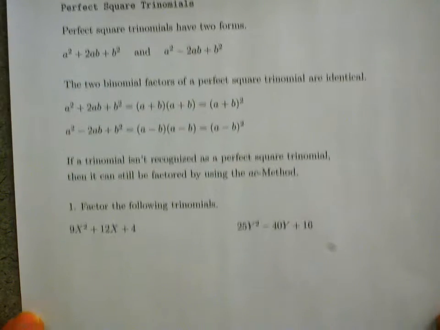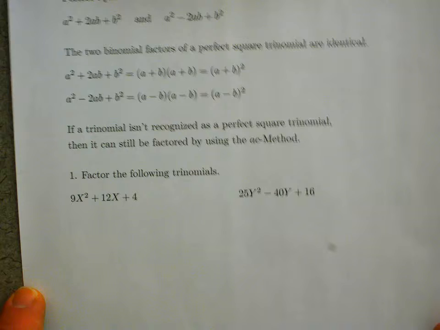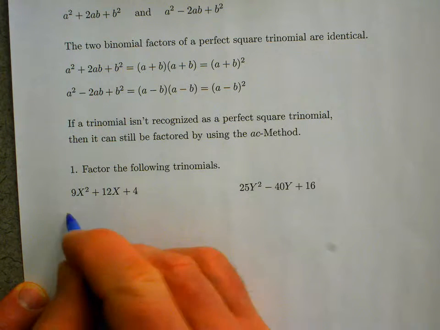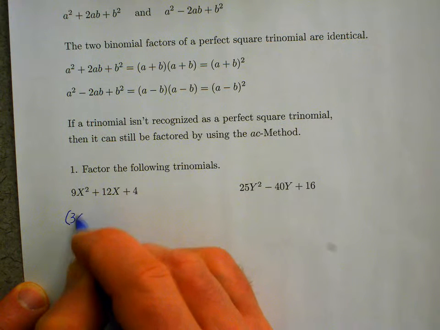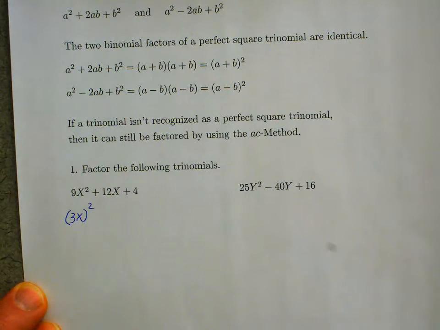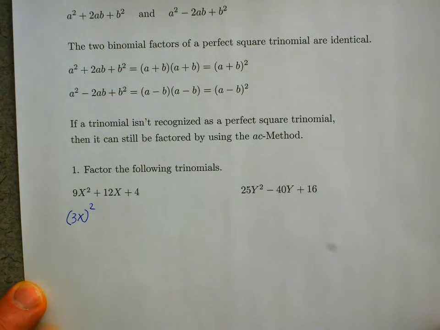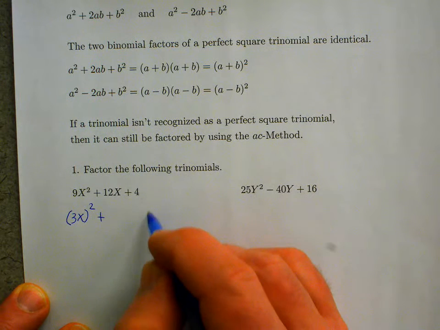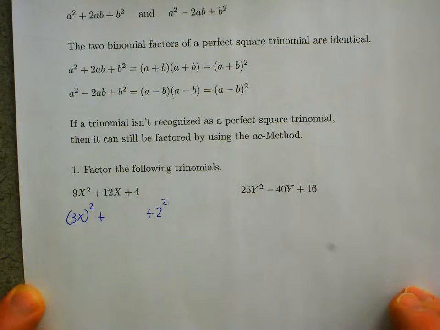So let's try that out. Let's factor some trinomials. So this one, 9x to the second plus 12x plus 4. Notice that the first term, 9x to the second, is a perfect square. We refer to this as a perfect square because if you square the term 3x, which means 3x times 3x, we get 9x to the second. Notice the term on the right, 4. 4 is a perfect square because 2 to the second equals 4.